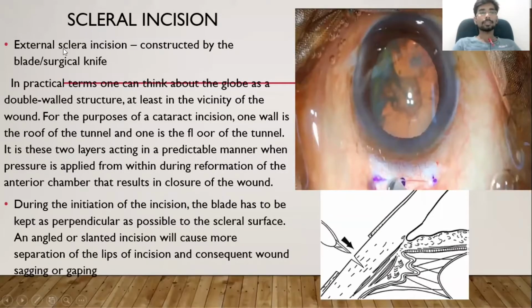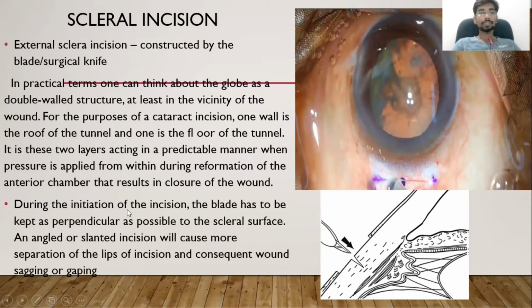Scleral incision, the external scleral incision, is constructed by a blade or surgical knife. In practical terms, one can think about the globe as a double wall structure, at least in the vicinity of the wound. For the purpose of cataract incision, one wall is the roof of the tunnel and one is the floor of the tunnel. If these two layers act in a predictable manner when pressure is applied from within during deformation of the anterior chamber, that results in closure of the wound.